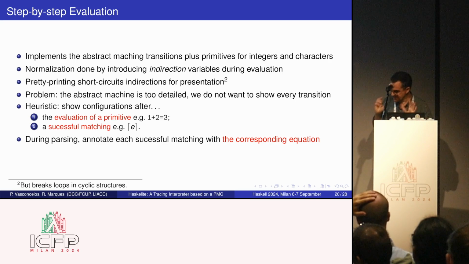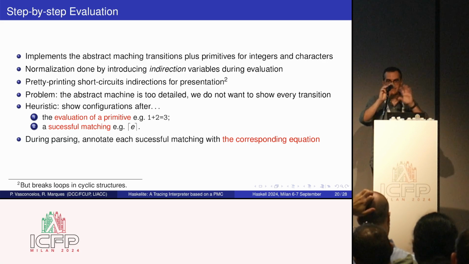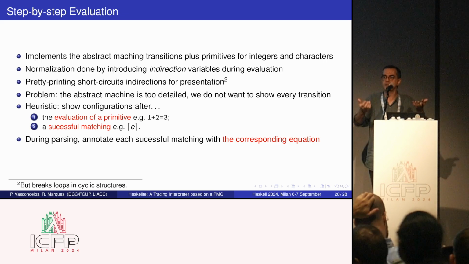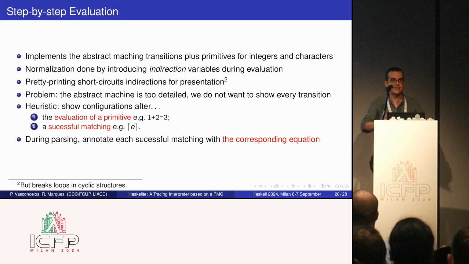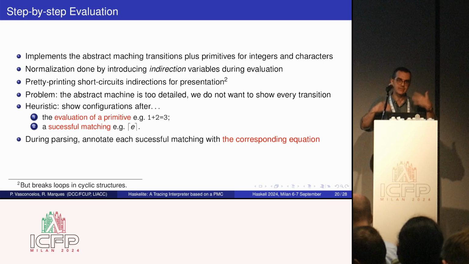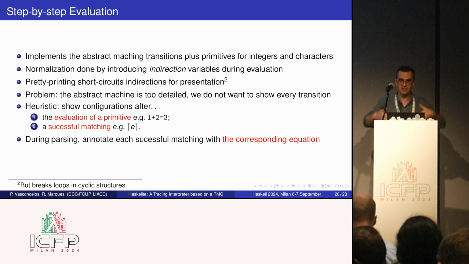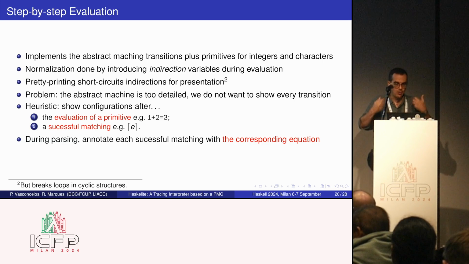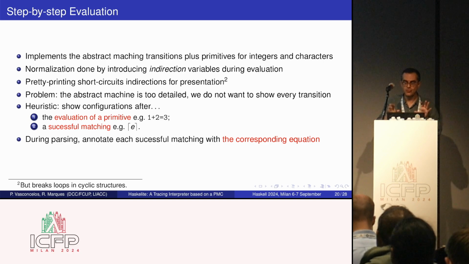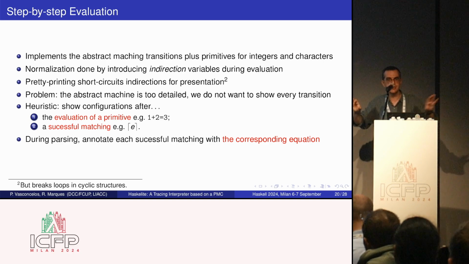There's still a problem, which is, if you look at the paper, I haven't shown you here, there are lots of rules, lots of configurations, and it's very technical, and I don't want to overload students with that. I mean, these are not PLT students. These are first-year students. I can't show them the Lambda PMC. They are starting with Haskell, so I can only show them things that look like Haskell. So what do I do? I want to avoid showing all transitions, just show some of them.